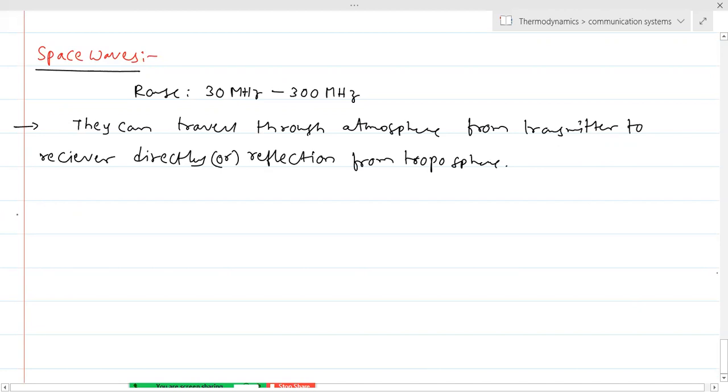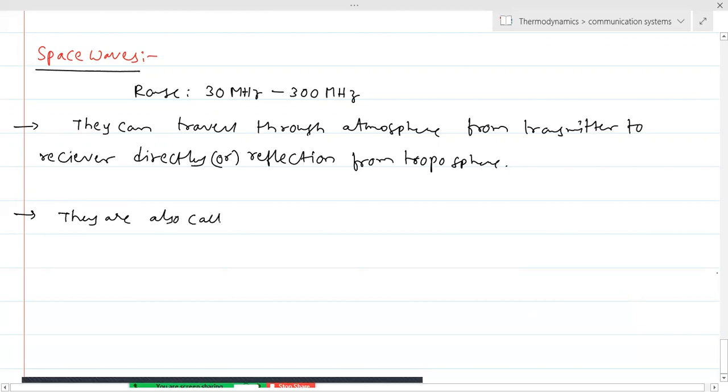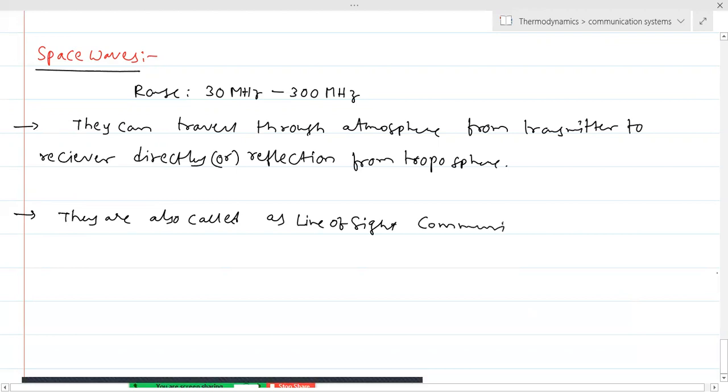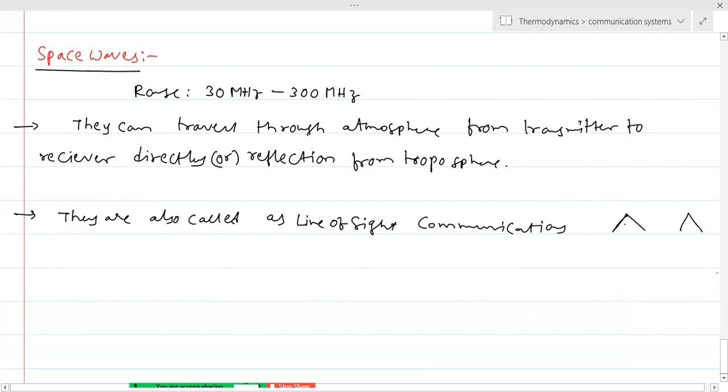And these space waves have another name. They're also called line of sight communications. Line of sight communications. So why? Because we have taken the last point, that some signals may directly transfer from transmitter to receiver.